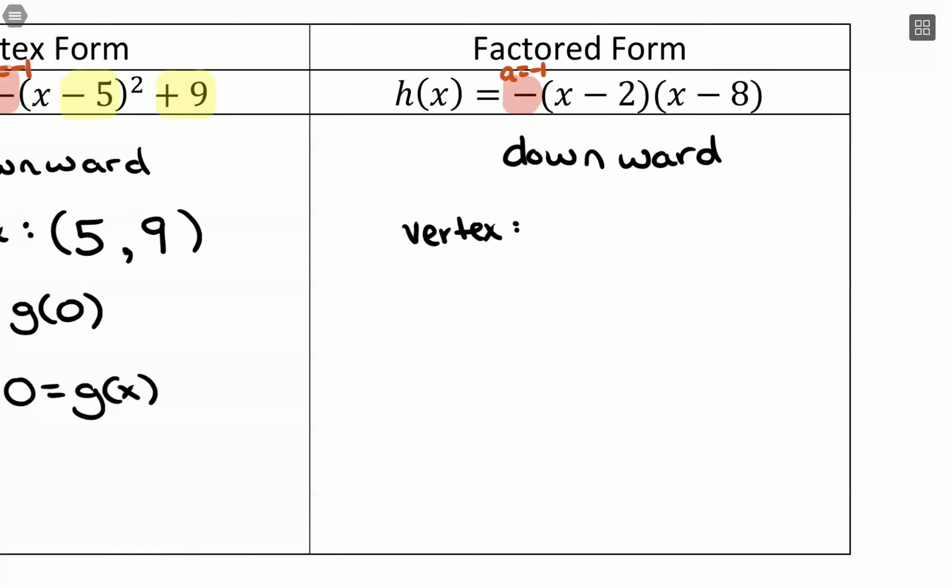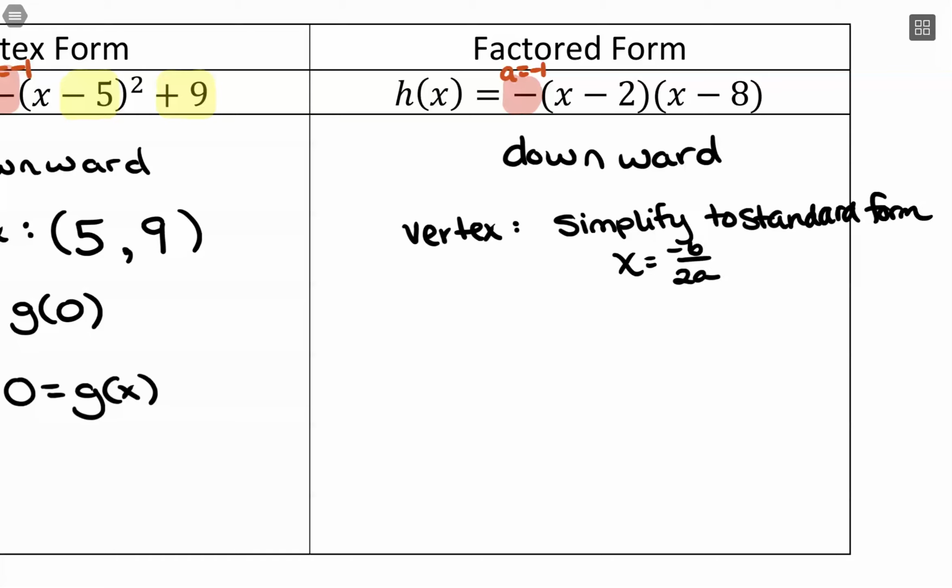What we would have to do is multiply everything out. So we would have to simplify first, and we would simplify to standard form. So you'd FOIL, simplify, and then basically get into standard form, and then you could use that x equals negative b over 2a. There are some shortcuts here to getting the vertex, but we're going to skip that. Once you get comfortable with these, you might notice a theme, where if you know your x-intercepts, the vertex should be halfway between those x-intercepts. So that could be something you use, but we won't focus too much on that.